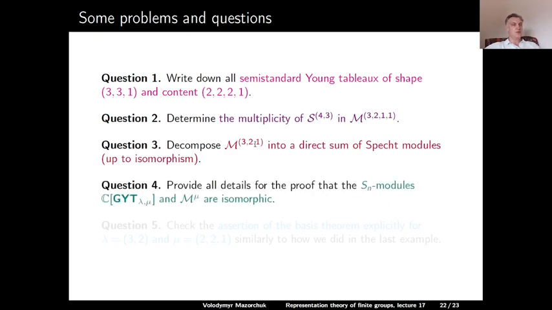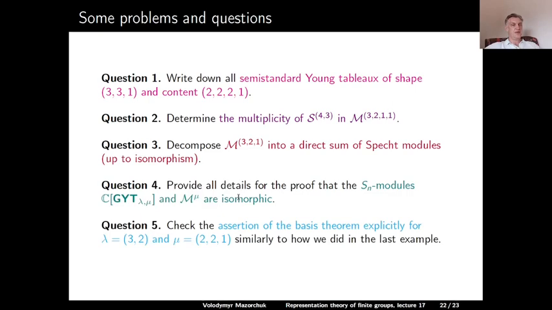Question 4. Provide all details for the proof that the S_n modules M mu and the linearization of G by T lambda mu are isomorphic. And question 5, check the assertion of the basis theorem explicitly for lambda being 3,2 and mu being 2,2,1, similarly to how we did in the last example.